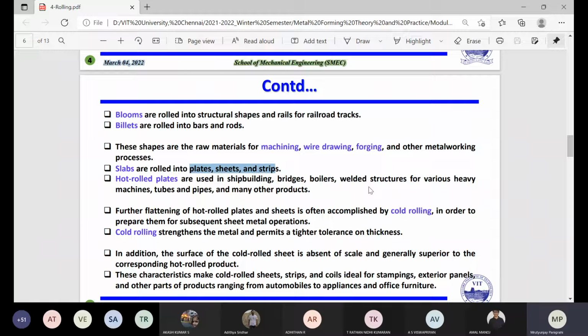And the further flattening of hot roll plates and sheets is often accomplished by cold rolling. So after you have finished the hot rolling, it can go for cold rolling in order to prepare them for subsequent sheet metal operations. Why are we going for cold rolling? Can you tell me why cold rolling is necessary? If you have already done hot rolling, or hot working as you studied, and finished it, why do we go for cold working?